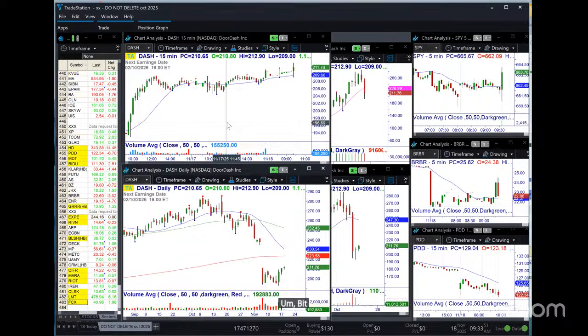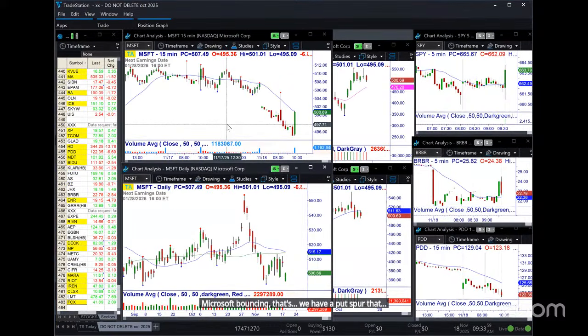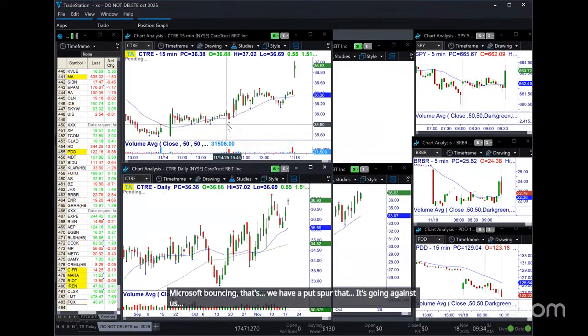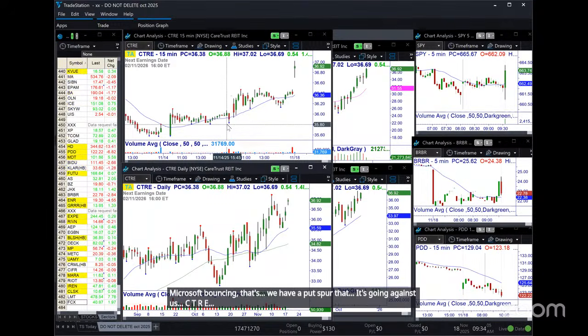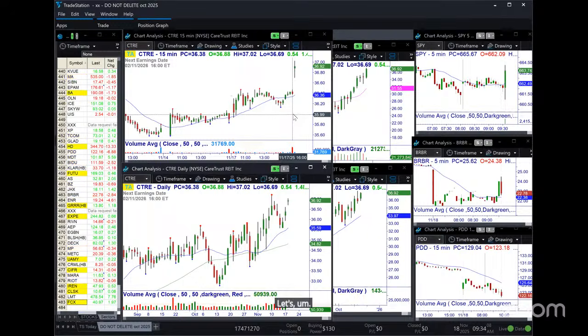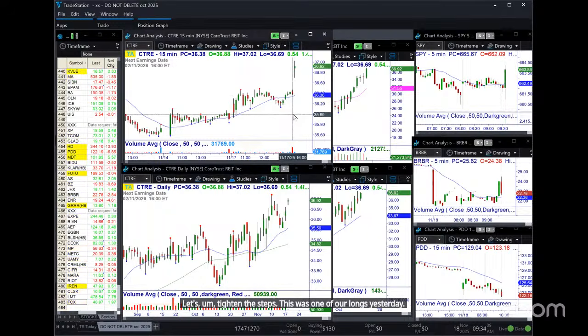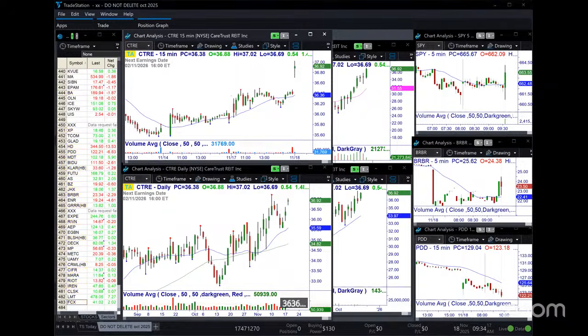Bitcoin breaking out of a pre-market consolidation. Microsoft bouncing. We have a put spread that's going against us. CTRE up alarm. Let's tighten the stop. So this was one of our longs yesterday. 36.36. Nice. Yeah, the longs we did yesterday were all kind of weird symbols, so they were not typical tech beta things.